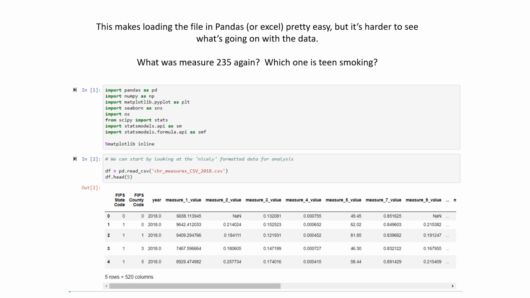If you download the CSV files and bring them in, they import really easily into pandas. This is an example of that. The problem is that relating these things back to which measure is what is quite annoying. And so we're going to take a different tack on this.